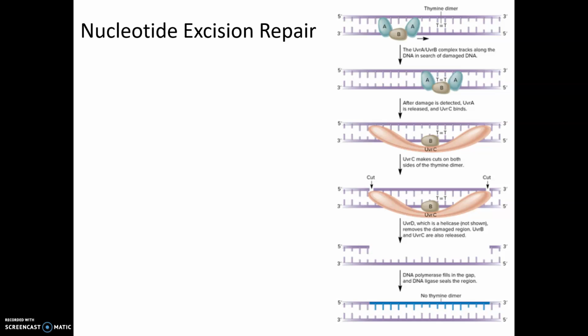Then we have a D that comes in that has a helicase function, and it's going to allow us to remove that damaged region. Now this damaged region is gone, and the UVR proteins go away. Well, DNA polymerase comes in, uses the intact strand as a template, rebuilds the damaged strand, DNA ligase comes in, and now we have restored it back to normal.